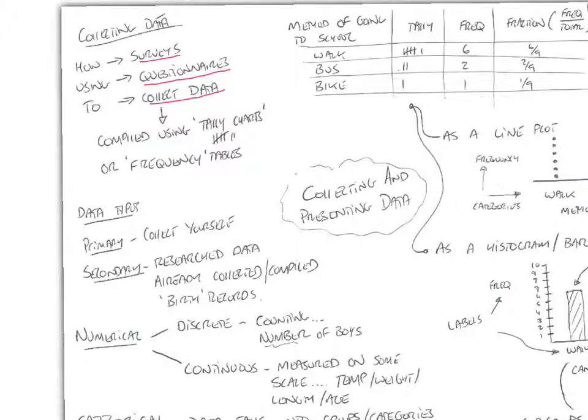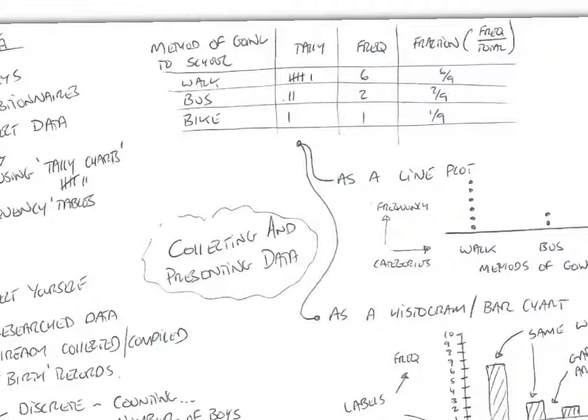which we then compile. And we compile our data once we've asked the questions and we have the answers using tally charts or frequency tables, where these are our tallies 1, 2, 3, 4, 5, 6, 7, and so on. So we can see here that this might be an example of a typical tally chart or frequency table, where we have the category here, which in this case is the method that students use in going to school. They either walk, take a bus, or cycle.